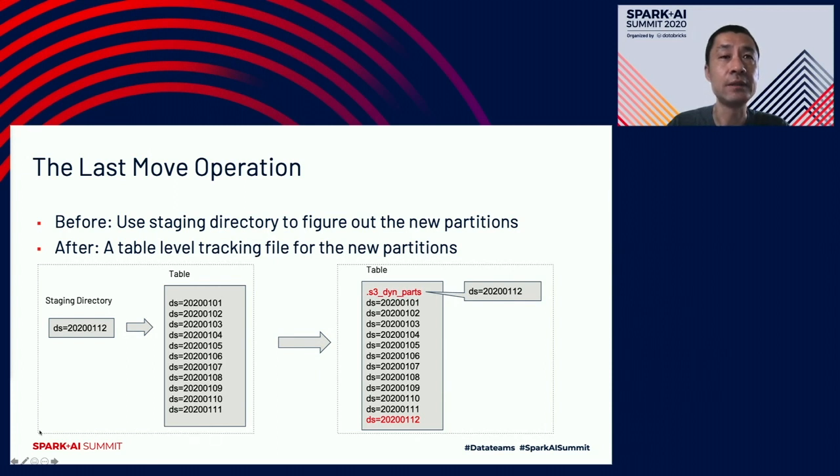To get rid of this move operation, we changed the S3 committer to write a table level tracking file to record the partitions generated by the Spark job. After the job finishes, we can read the tracking file to find out the same information. However, if multiple Spark applications are writing to the table at the same time, there might be conflict on the tracking file. We haven't found a general solution yet. Instead, we enable it in certain applications, which we know only have one application writing to the table at any given time.